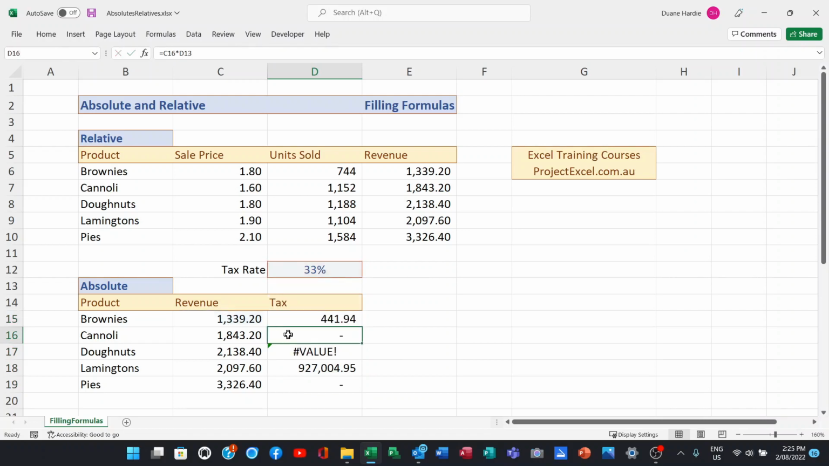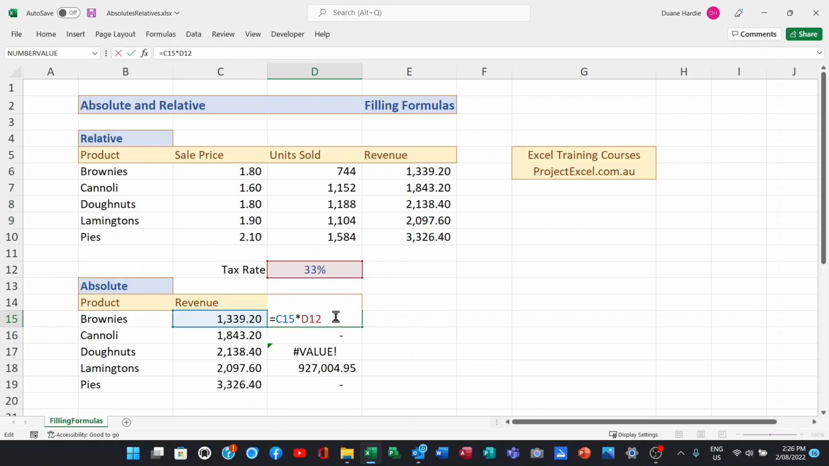It's all relative. Go to the next one. It's C16 times D13. There's nothing in D13. The next cell down is D14, and that shows a value error because you can't multiply text with numbers. So I need to make a change to that cell. I'm going back to it, hitting F2 to activate the cell.